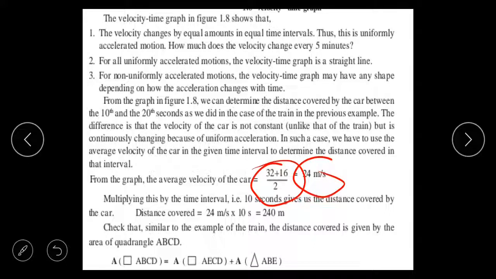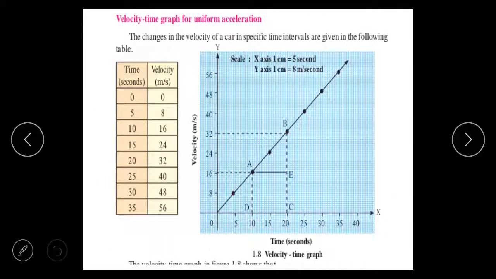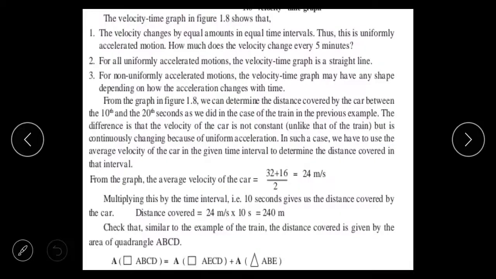To calculate the distance traveled or displacement between these two points, in between these two intervals of time, you use the formula S equals V into T, where V is the average velocity and T is the time taken. We have calculated V, that is 24 meter per second, and time is 10 seconds. If we multiply them, 24 into 10, that is 240. This is the distance covered between these two points. How do we get this? We get this from observing the graph only. This is the application of this concept.